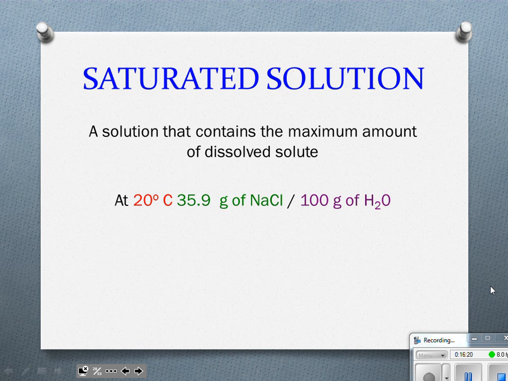Could I? No. I could not, because I could only dissolve how much? 35.9. What if I would put 40 grams in there? 35.9 grams would dissolve, right? How much would be laying at the bottom of my beaker then? 4.1, the leftover. Okay, couldn't dissolve it all.